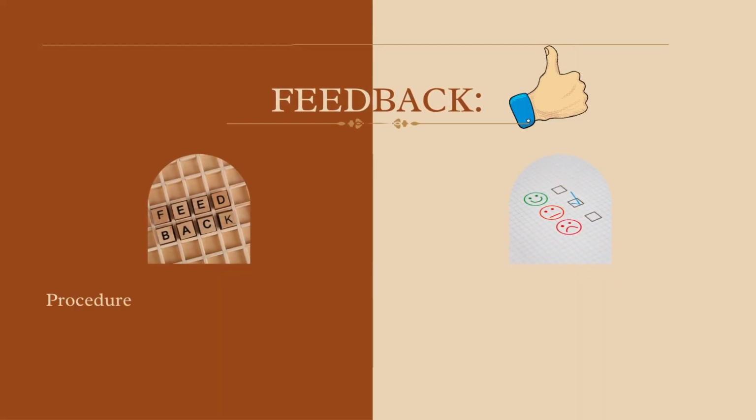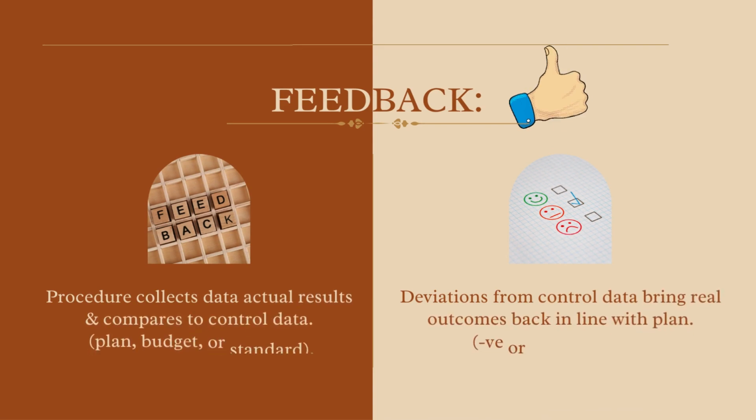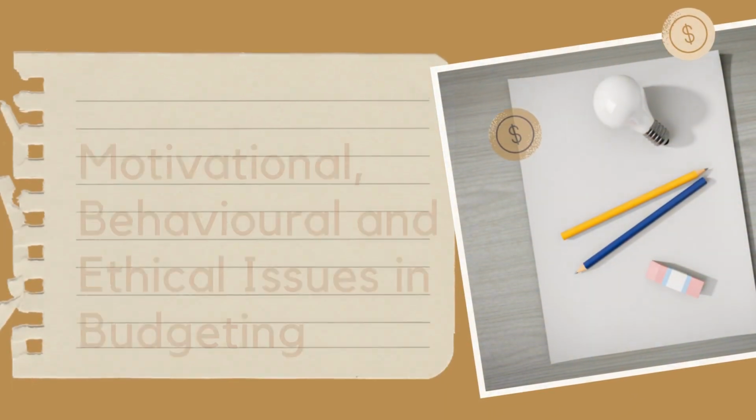Okay, next is feedback. Feedback is the procedure of collecting data on actual results and comparing them to control data such as plan, budget, or standard. Deviation from the control data will result in feedback to bring the real outcome back in line with the plan, such as positive or negative feedback.